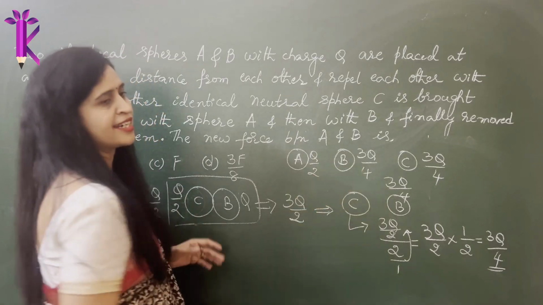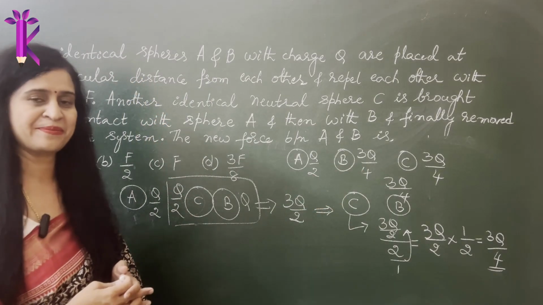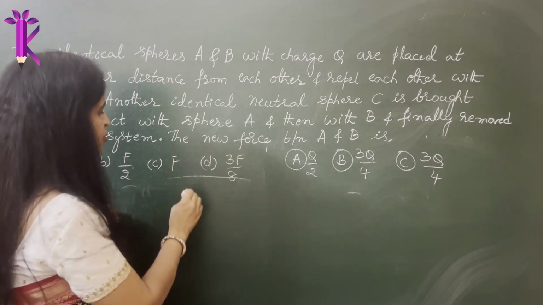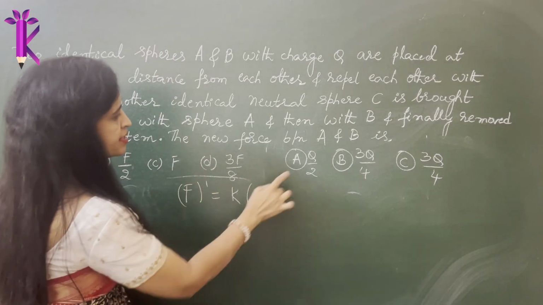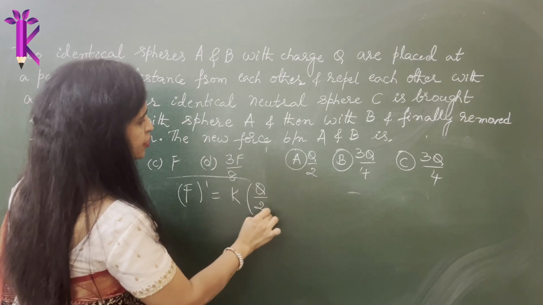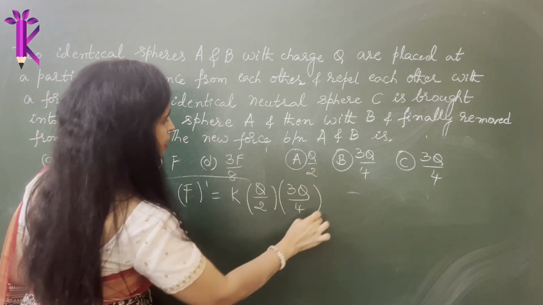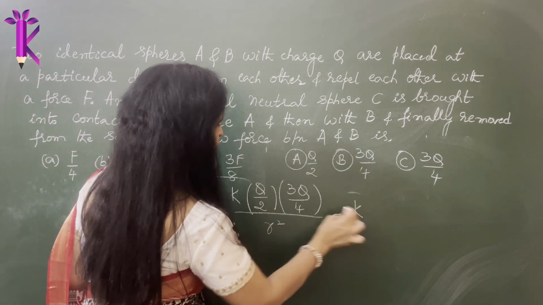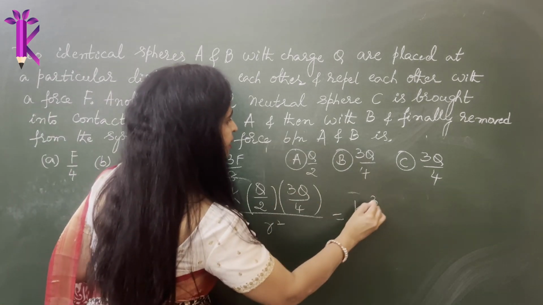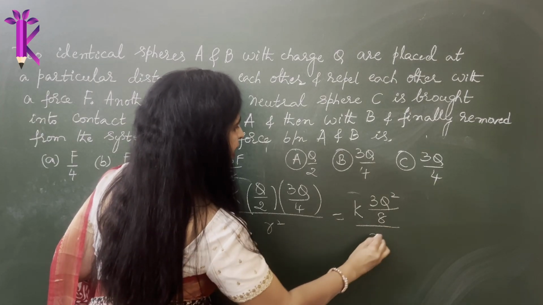Now we know the new charges. We know the distance of separation. It is easy to figure out. I hope you are able to figure it out. So the new force, which we call F dash, will now be K into the charge on A, which is Q by 2, and the charge on B, which is 3Q divided by 4, whole divided by R square. Let's simplify this. This will be K into 3Q square, whole divided by 2 times 4, which is 8, whole divided by R square.